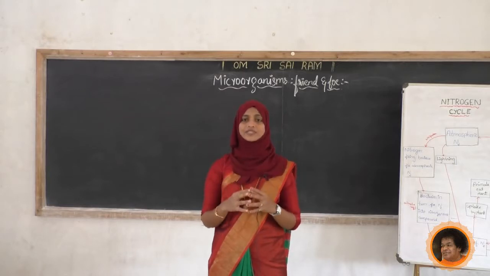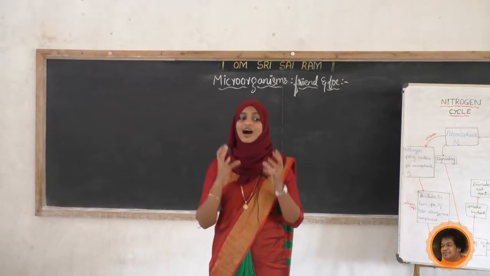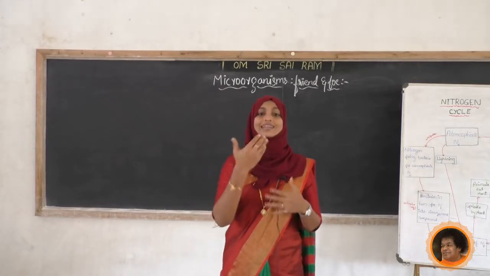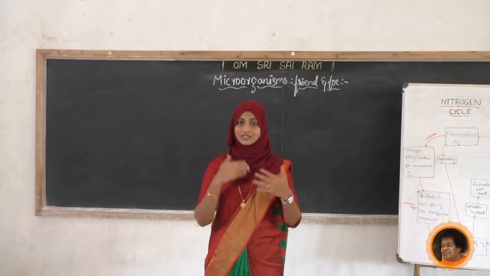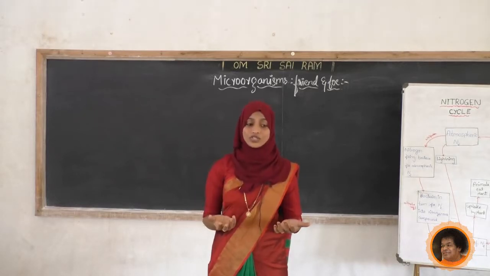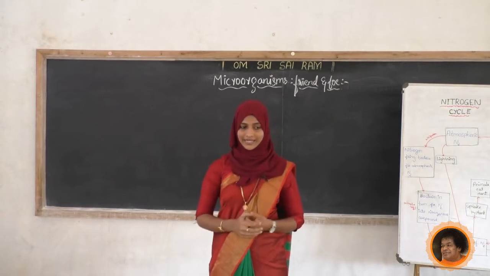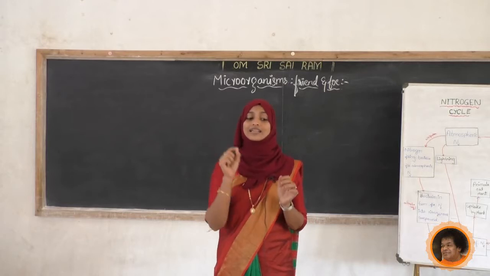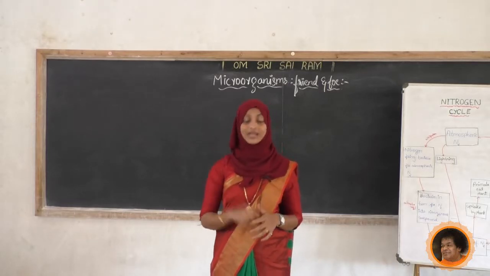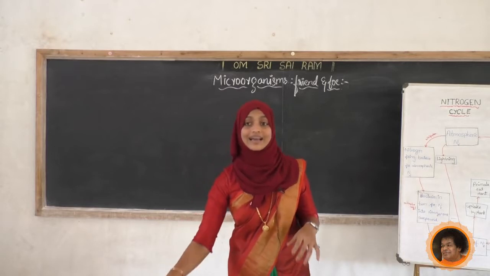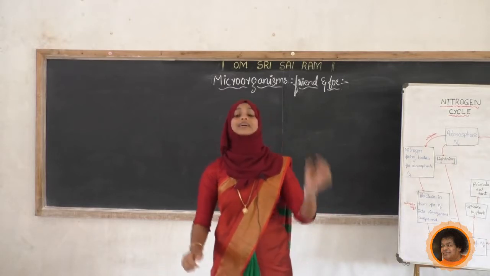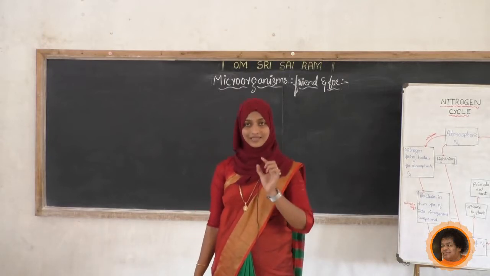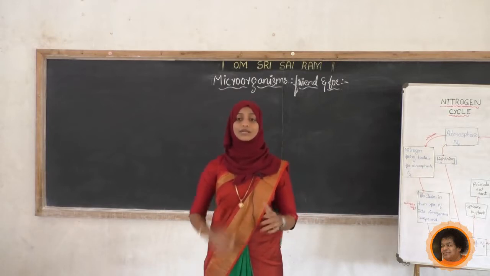Sometimes microbes like bacteria are able to fix nitrogen from the atmosphere to enrich the soil with nitrogen and increase its fertility. These microorganisms are called biological nitrogen fixers. Those organisms help to fix the nitrogen. Today we are going to study more about that.